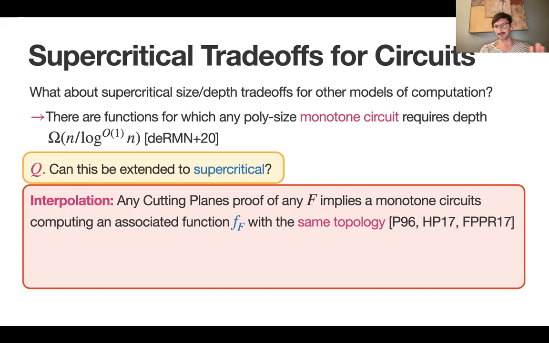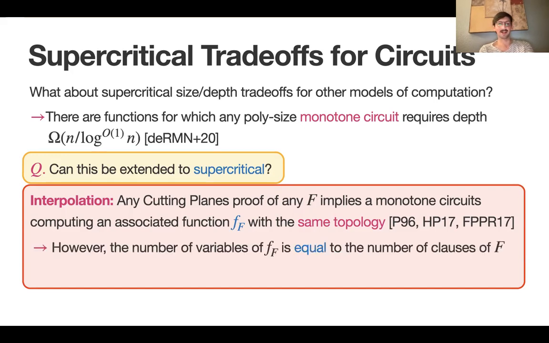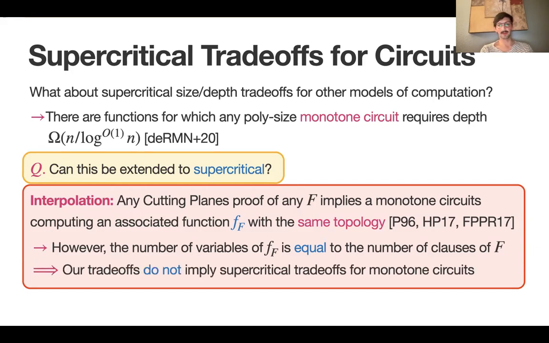Okay, so this is where our caveat at the very start is going to come back and bite us. So the number of variables of this formula is actually equal to the number of clauses of the unsat CNF formula that we began with. And if you remember, our supercritical size depth trade-off is only supercritical in terms of the number of variables, not in terms of the number of clauses. So the number of clauses is n to the order c. So what we obtain from this is very strong depth lower bounds, but they're not supercritical. So our trade-off does not immediately imply supercritical trade-offs for monotone circuits.